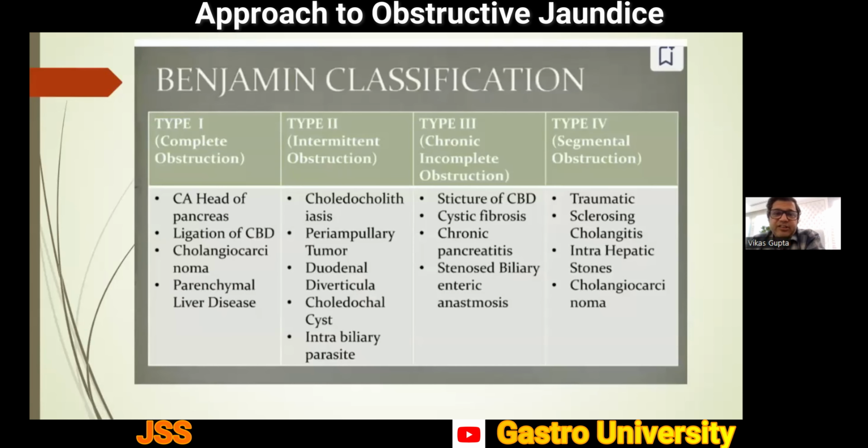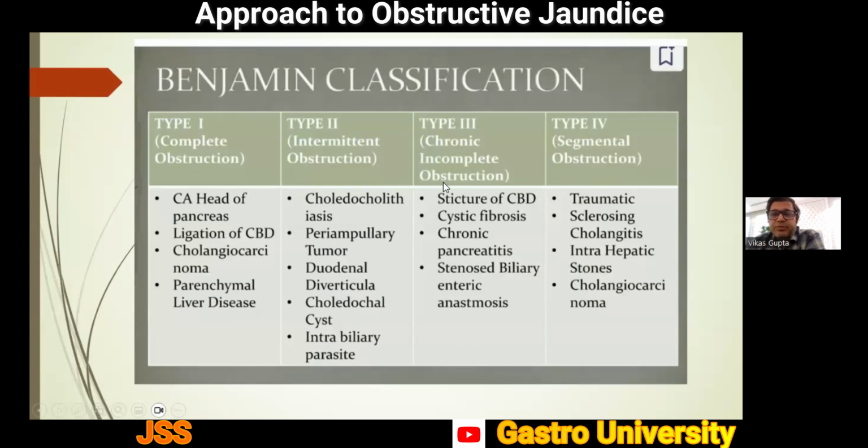So in 1983, Benjamin gave this classification, which I think is still relevant as of today. He just mentioned the lower CBD; he didn't mention much about the intrahepatic hilar cholangiocarcinoma. Type 1 is complete obstruction, where there is total obstruction of the lower end of the bile duct, and this can happen in carcinoma head of pancreas. Type 2 is intermittent obstruction, as happens in choledocholithiasis, choledochal cyst, or periampullary carcinoma.